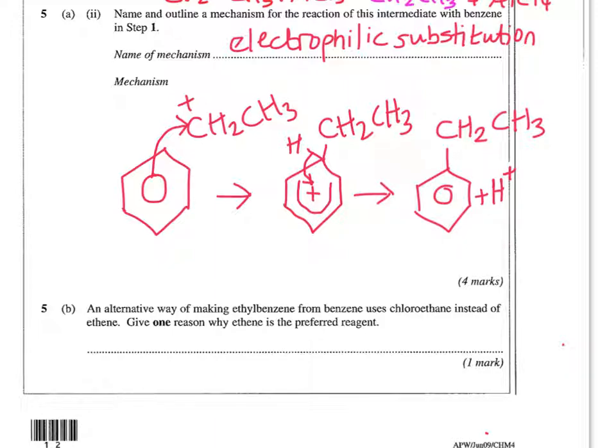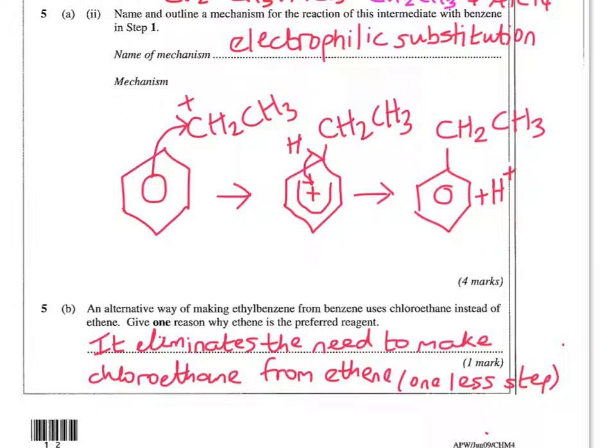And finally it says an alternative way of making ethyl benzene from benzene uses chloroethane instead of ethene, and asks you to give one reason why the ethene is the preferred reagent. So the consideration here is that you have one less step. If you have chloroethane as your starting material anyway, you don't have to bother making it from ethene like we've done in the answer above.